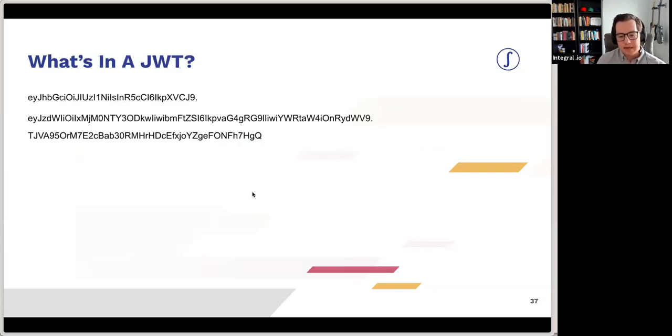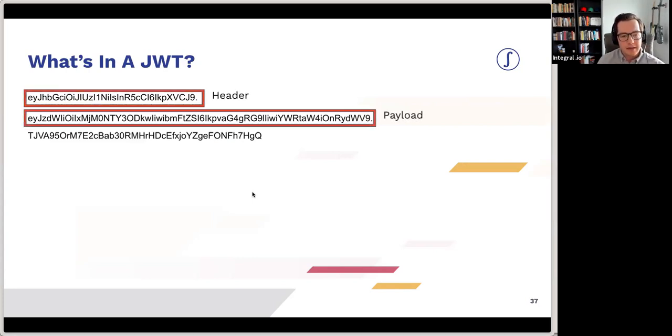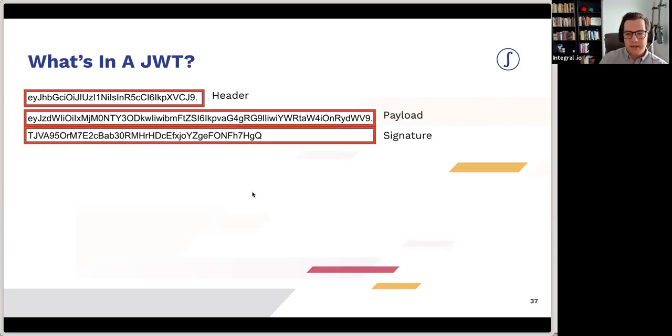And this is what they look like. If you were to go into your browser, like I said, this is what you would see. And I've split this into 3 lines because they're made in 3 parts, separated by dots. So there's a header, and then a dot, and then a payload, and then a dot, and then a signature. And the header and the payload are what's base64 encoded.